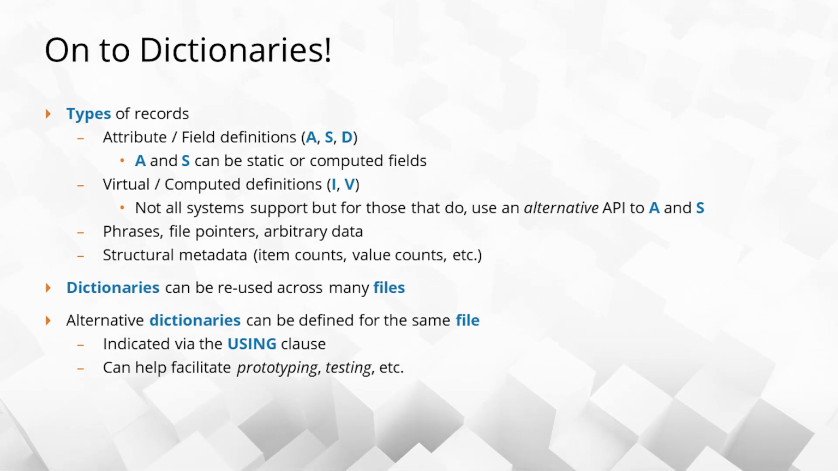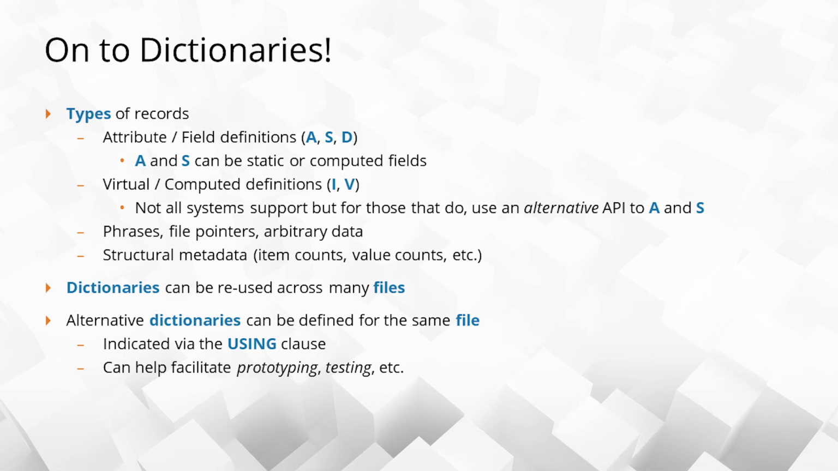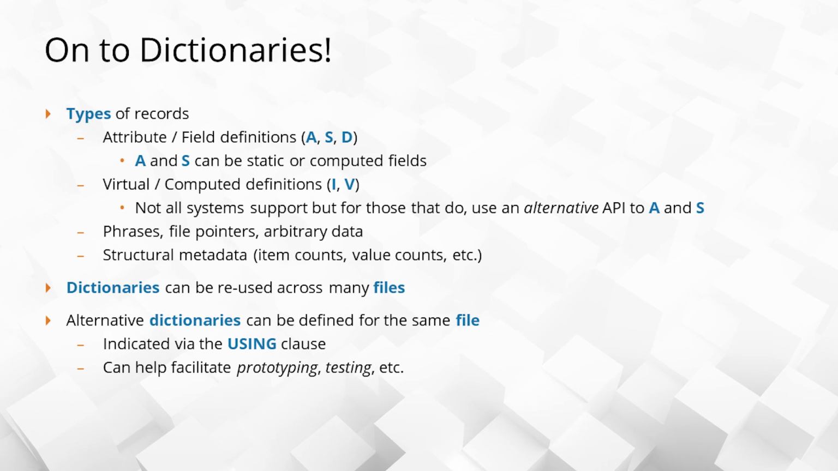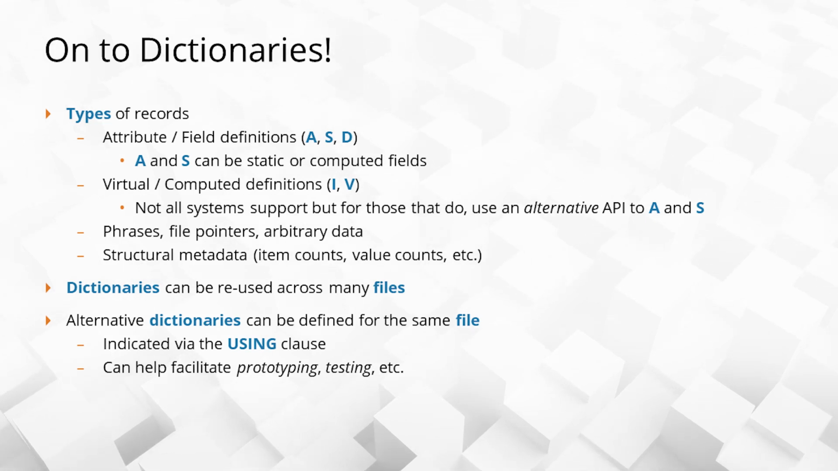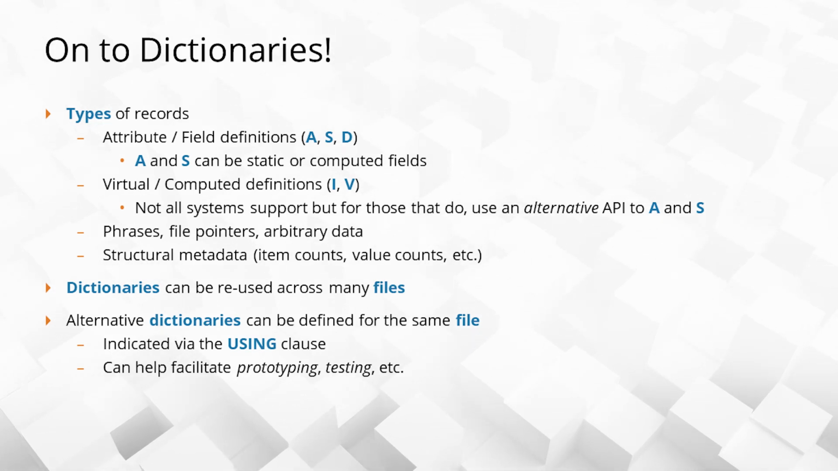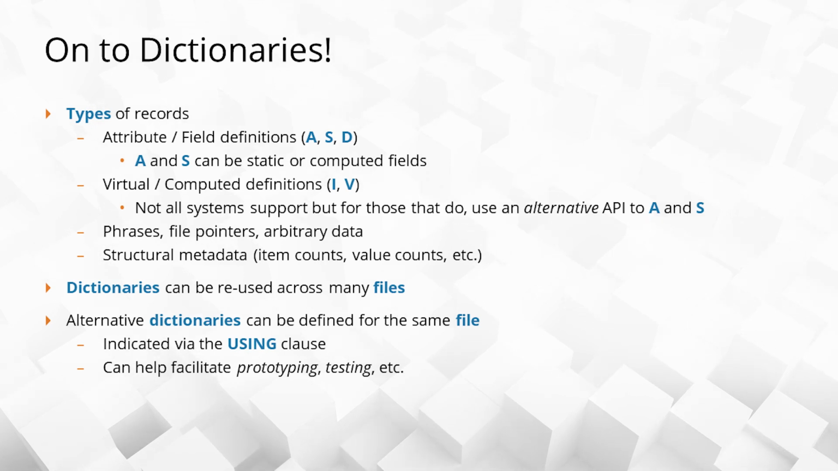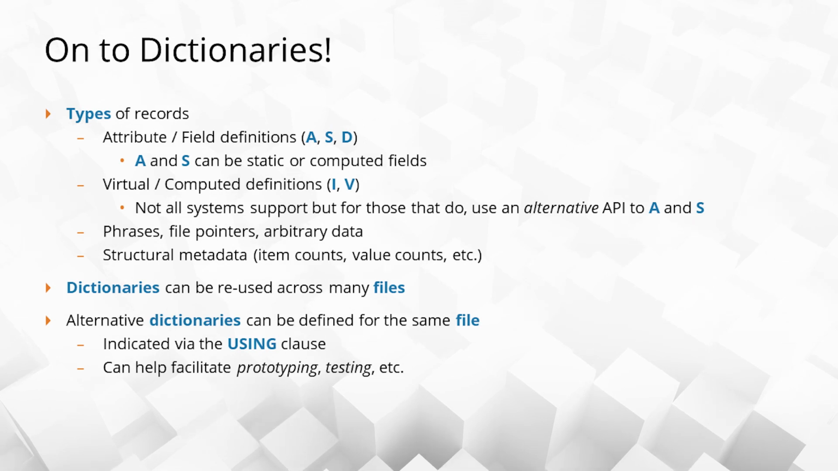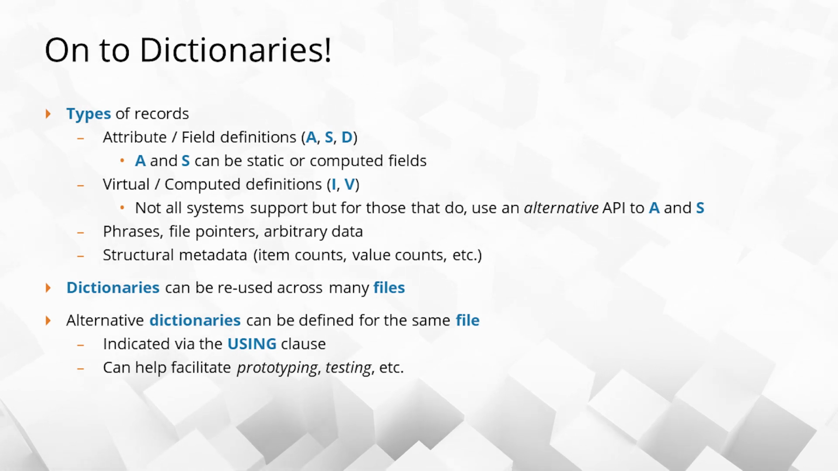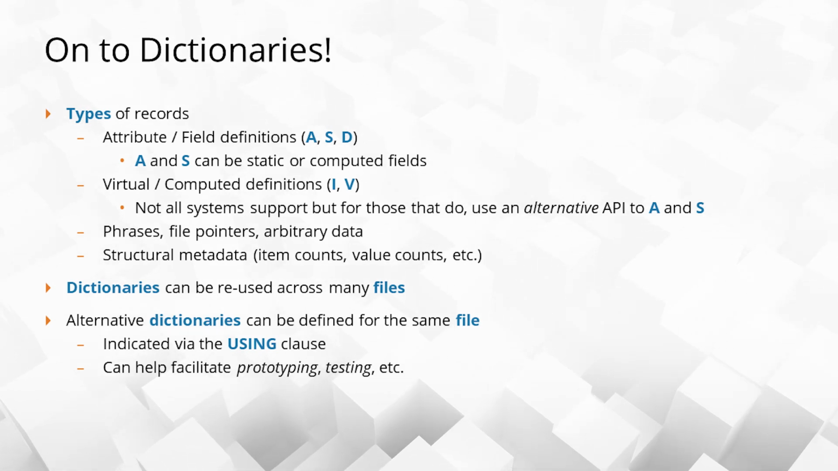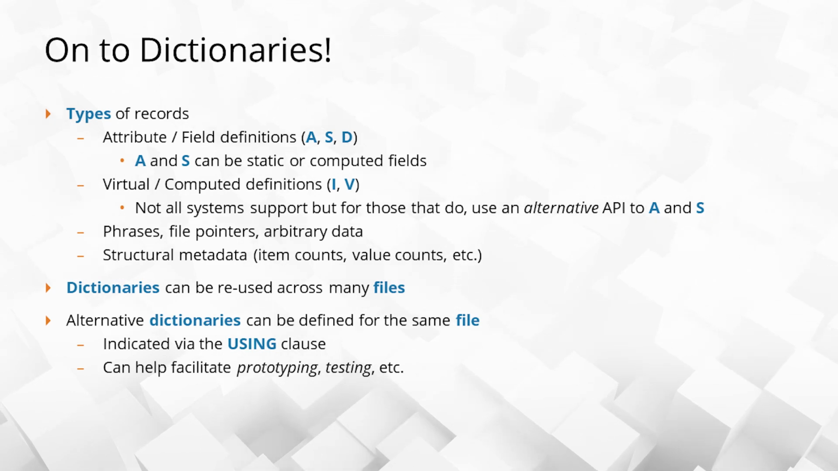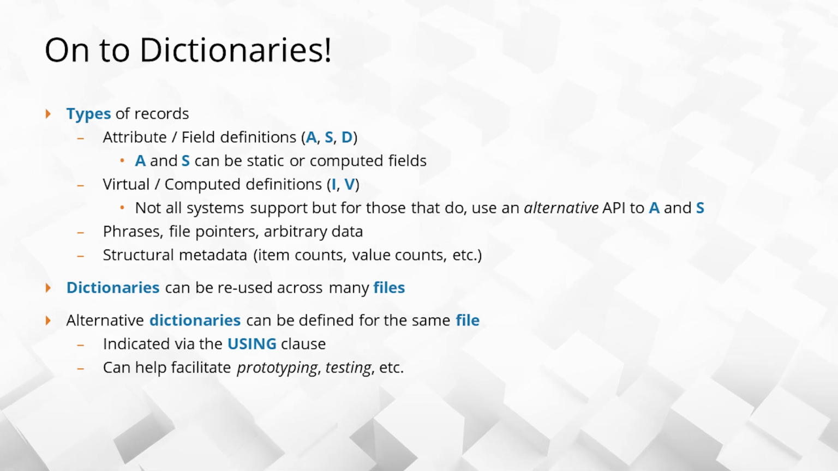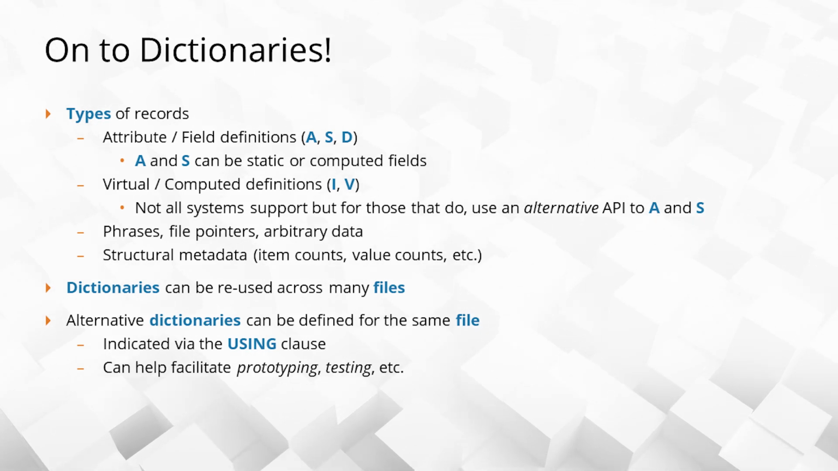Other things you could have in a dictionary are phrases, which are like collections of other words. And you can use file pointers on some machines, and you can put pretty much any arbitrary data there that you want, although I don't recommend putting lots of junk into your dictionaries. Other things you might have there are structural data, things that would count items or give file sizes or count values. Those are not actually data that you have in your database, but they're metadata about the database.